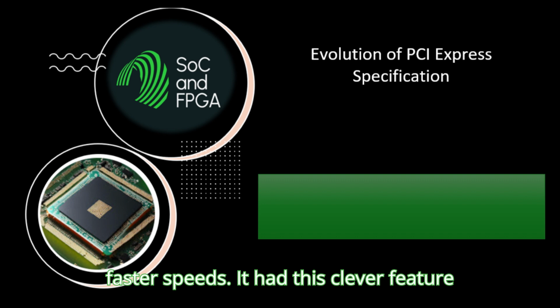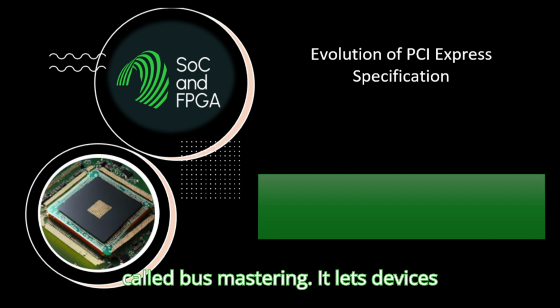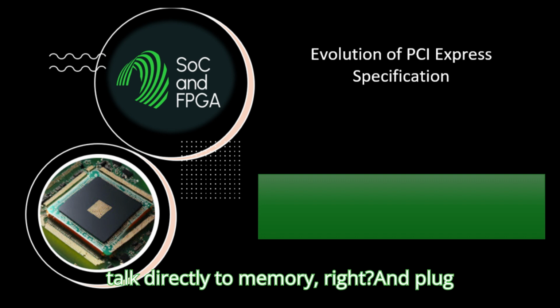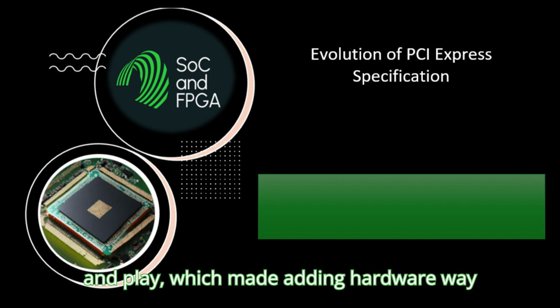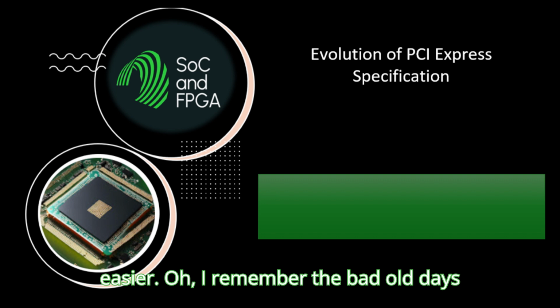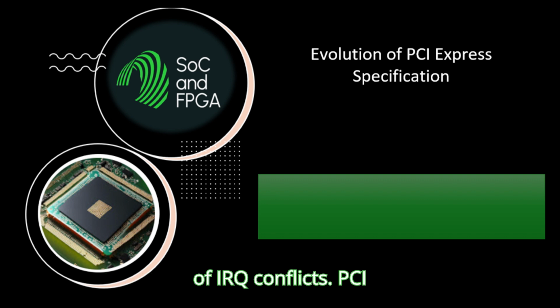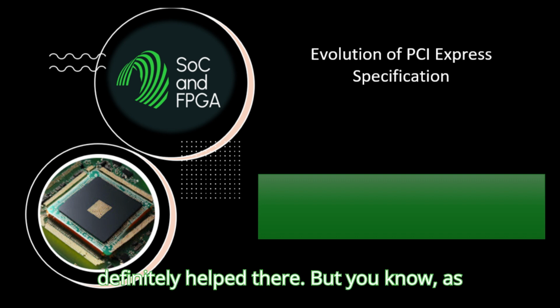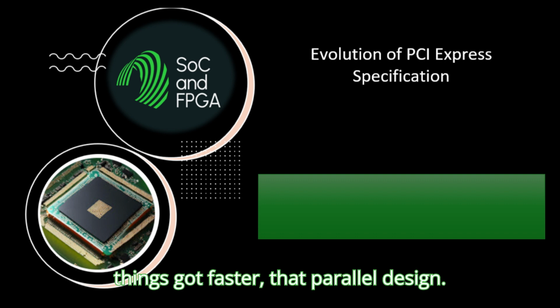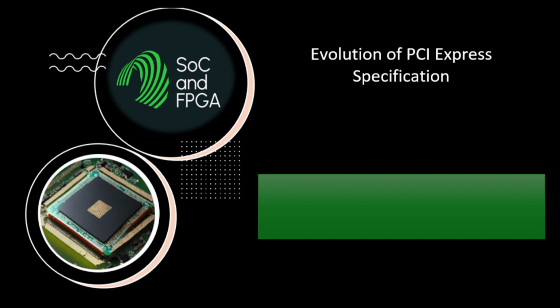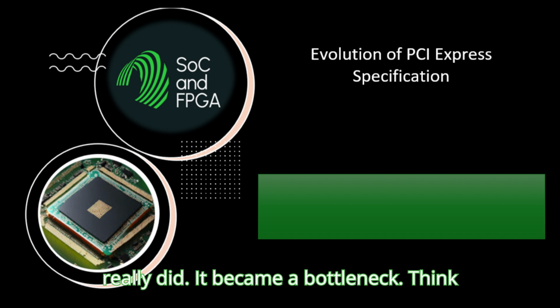PCI gave us faster speeds. It had this clever feature called bus mastering. It lets devices talk directly to memory. Right. And plug and play, which made adding hardware way easier. Oh, I remember the bad old days of IRQ conflicts. PCI definitely helped there. But as things got faster, that parallel design started hitting a wall, didn't it? It really did. It became a bottleneck.